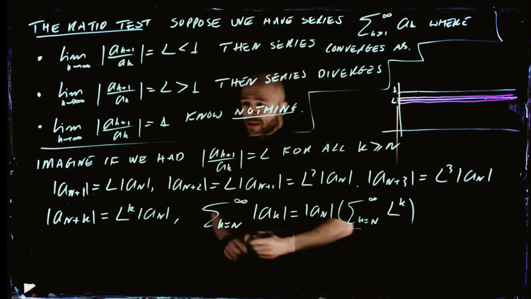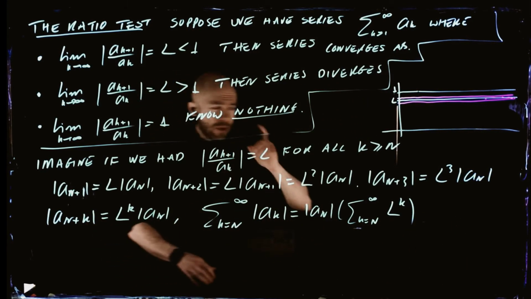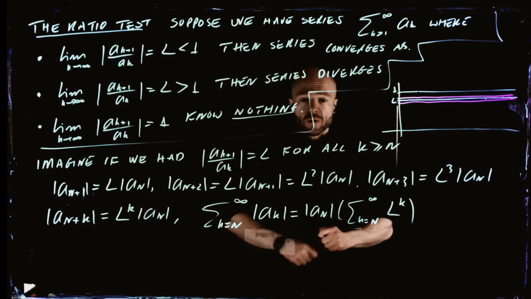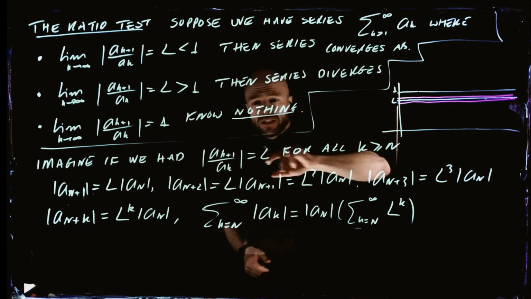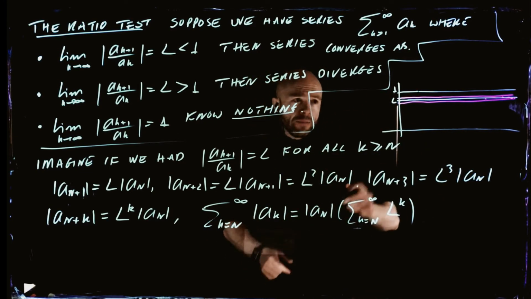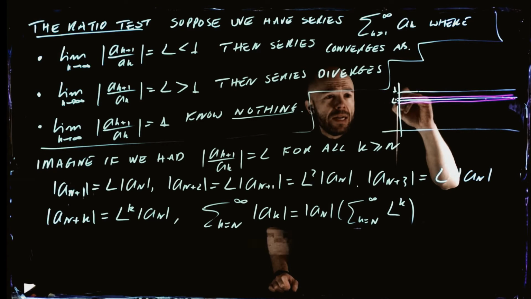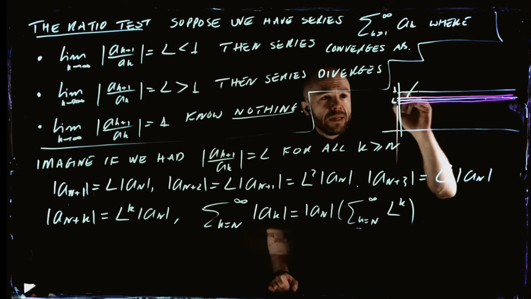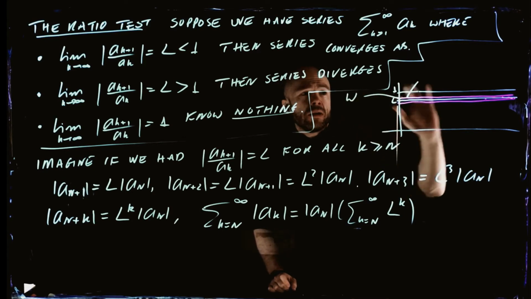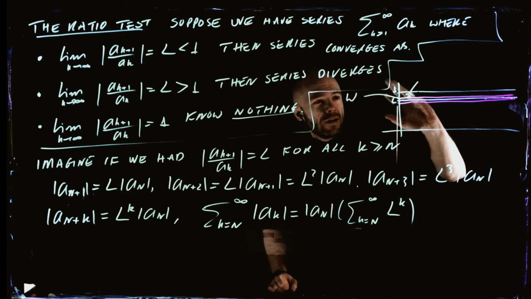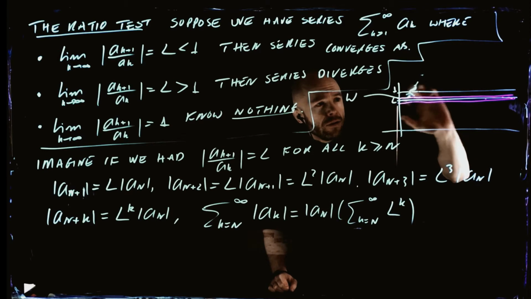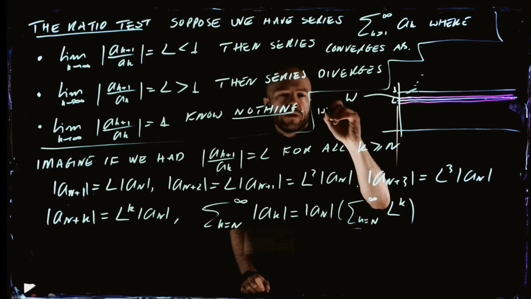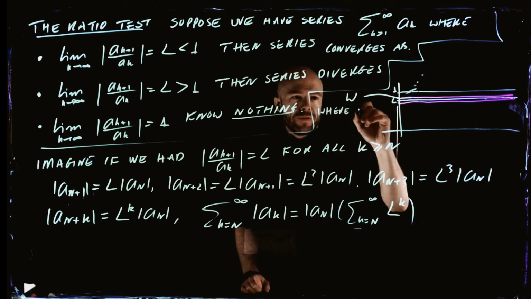Cool. All right, so let's see what happens if we don't have equality now, we have an inequality. We can no longer guarantee that this thing is equal to L, but we know it's less than some number which is a little bit less than 1. So let's call the number W. Let's make the upper side of the strip be at W, where W is less than 1.